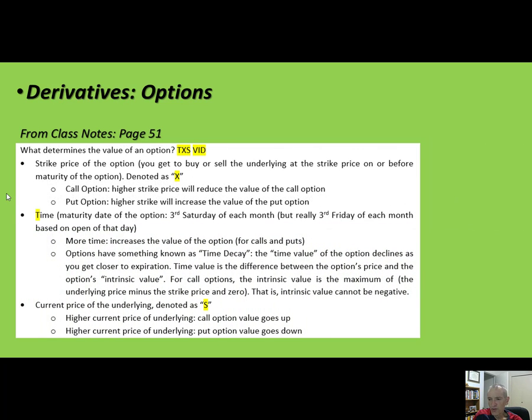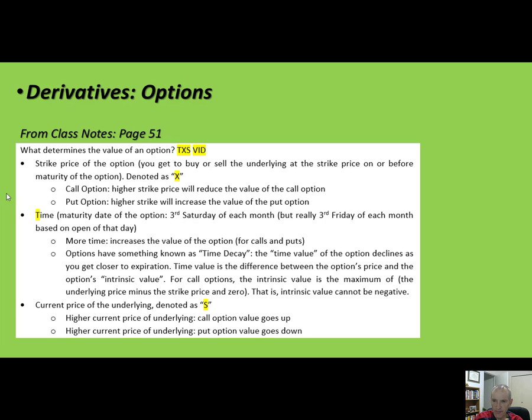So this gets us to what determines the value of an option, and we've come up with a kind of mnemonic to help remember these six things. We had some really bad ones at first, but finally the previous classes came up with Texas Video, TXSVID. So Texas Video.